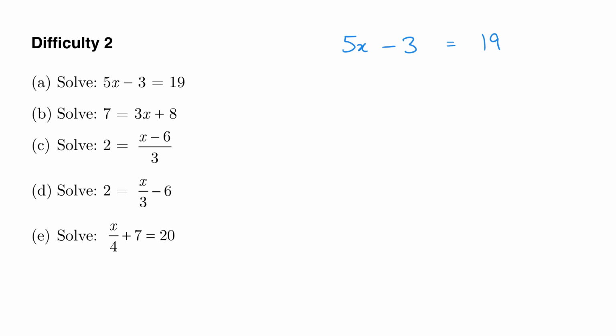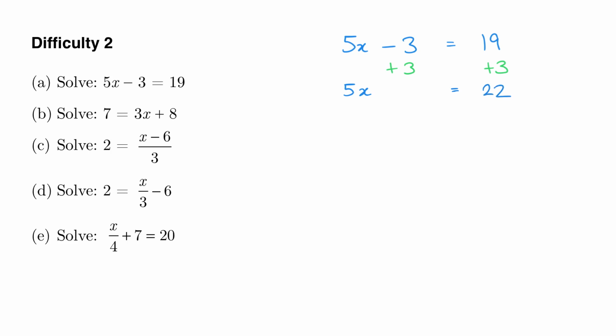Now, there are different ways I can go about solving this, but the best way is to add 3 to both sides. By doing this, I end up with 5x on the left-hand side. Remember, if I've got 5x minus 3 and then add 3, this effectively undoes this. So we're just left with 5x. And on the right-hand side, I would get 22.